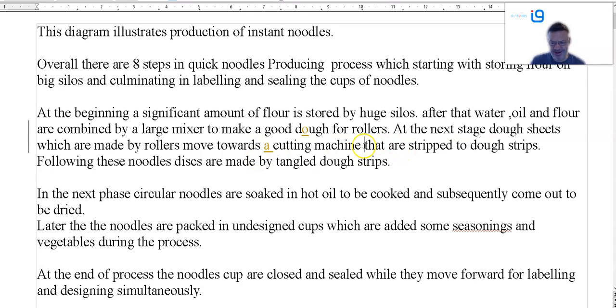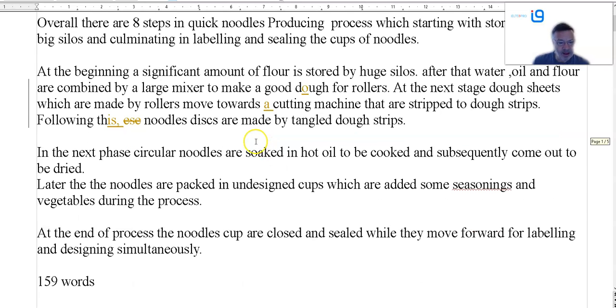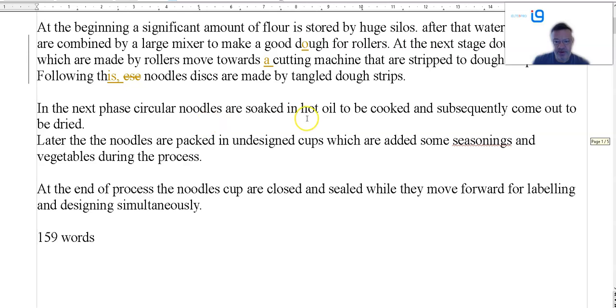That are stripped to dough strips. What? That cuts the dough into strips. Following this, noodle discs are made by tangled dough strips. So we can see we've got a lot of vocab here. Connectors are missing, articles, etc. In the next phase, circular noodles are soaked in hot oil to be cooked. Okay, that one's good. Later, the noodles are packed.